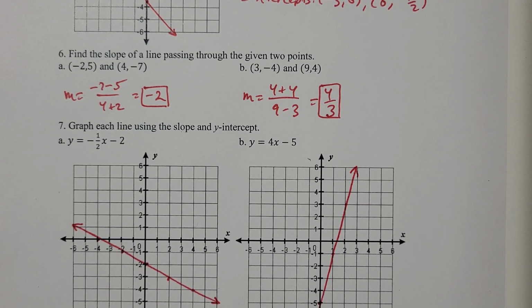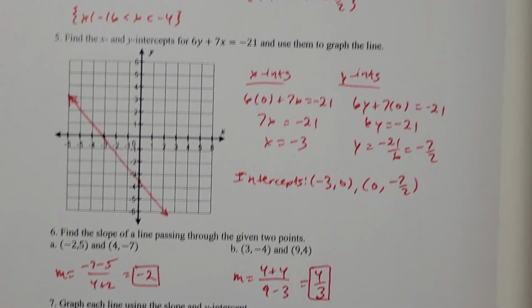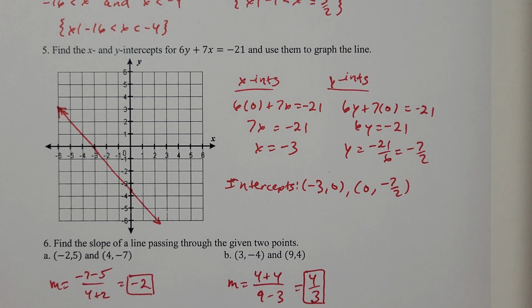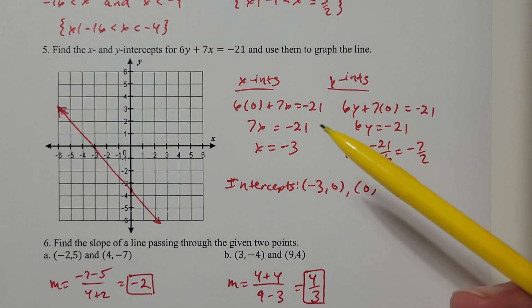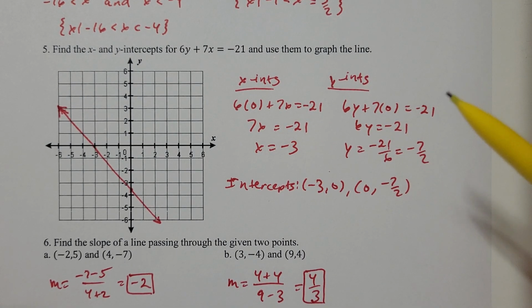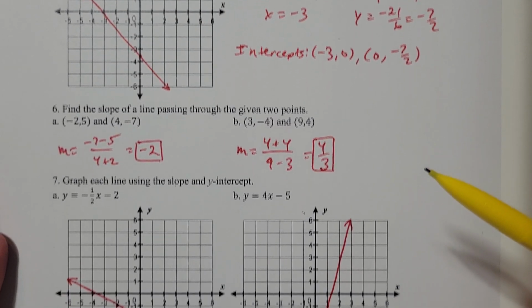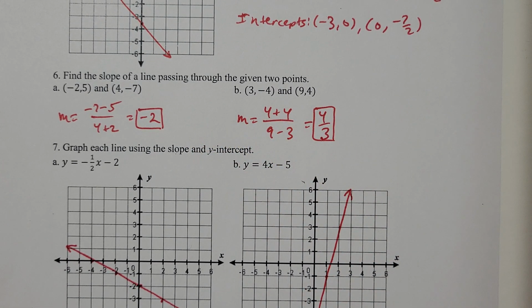Okay, we're on problem 6 here. I mentioned in problem 5, there's kind of two techniques that are pretty common for drawing a line. One is using the slope, the x and y intercepts, and then the other method is to use the slope and the y-intercept. Okay, so in problem 6, they want us to find the slope of a line passing through the two given points.